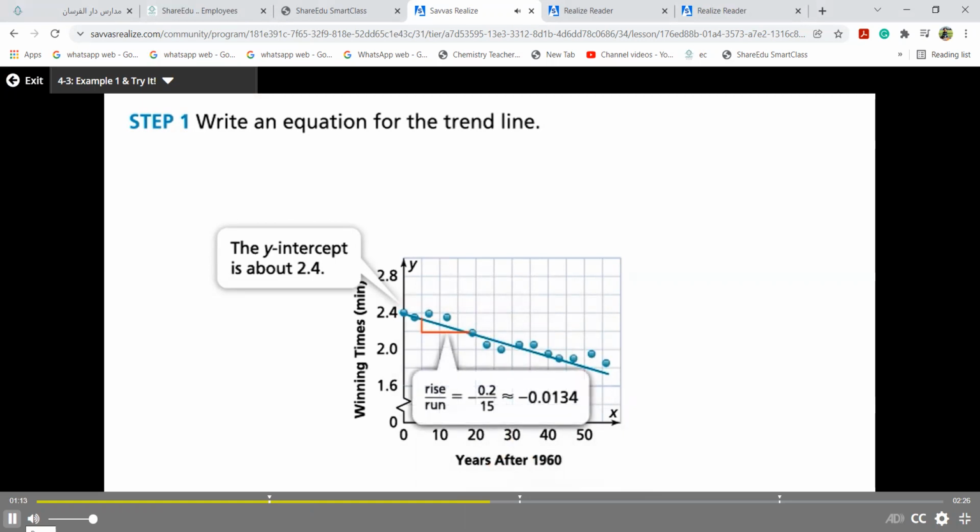A calculator can help us find the slope. Rise over run is equal to negative 2/10 divided by 15. They have divided both and got 0.2 over 15. Rise over run, we have been finding the slope. You all know how to find slope by looking at the graph: y2 minus y1 over x2 minus x1.